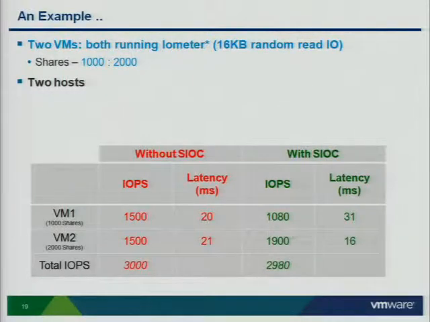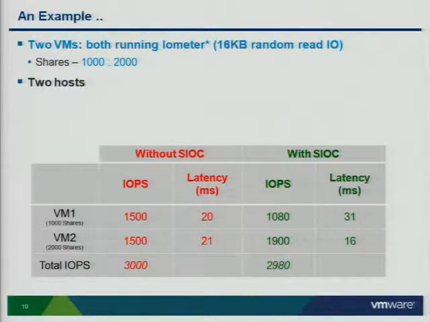Now, if you look at in the red color, we are showing the IOPS and latency seen without the feature enabled. And in this case, you would see in spite of the fact we have set 1,000 and 2,000 shares, both VMs are seeing equal performance. And the latency is also roughly the same. If you look at the IOPS and latency in green with SIOC, you would notice that now VMs are getting different number of IOPS, roughly in ratio 1:2. And the latency is inverse of that.